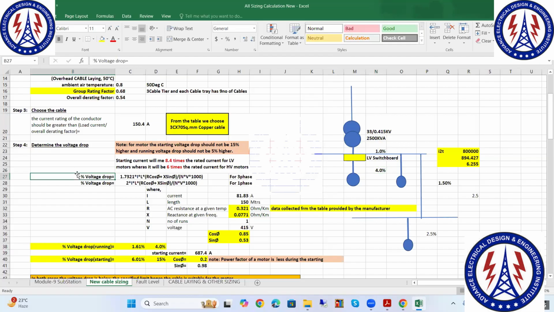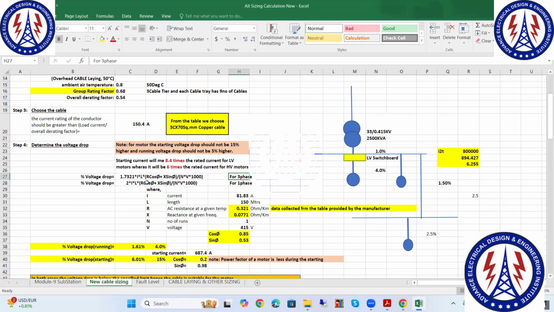Now, voltage drop. Voltage drop is the simple formula V equals IR. If it is AC, then IZ, where Z is R cos phi plus X sin phi. If it is three phase, then √3 IZ, correct? If it is a percentage voltage drop, √3 IZ divided by voltage. The same thing is done here: √3 times I times L, where L is the length of the cable, times R cos phi plus X sin phi, divided by number of runs times voltage times 1000. That's for three phase.